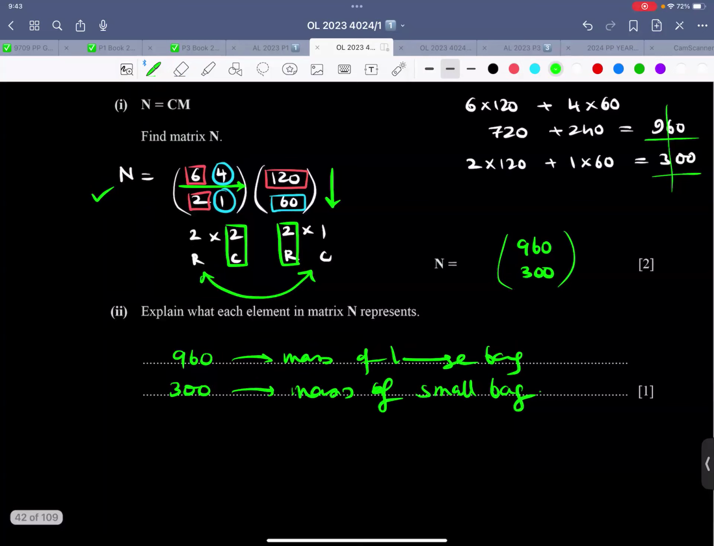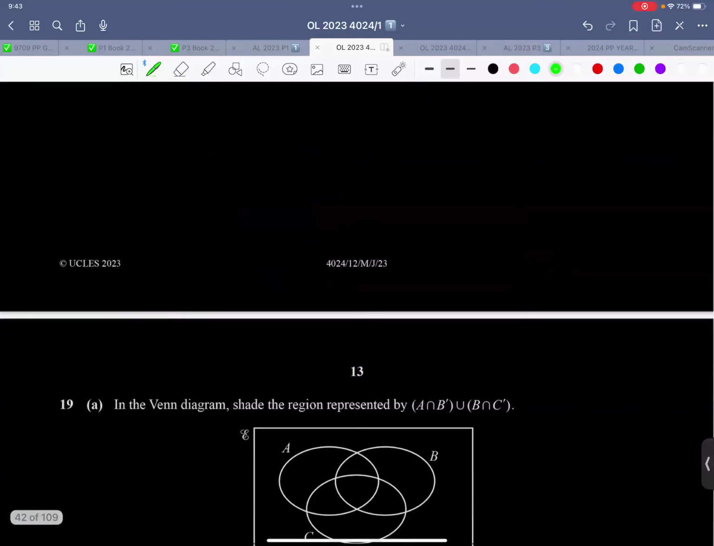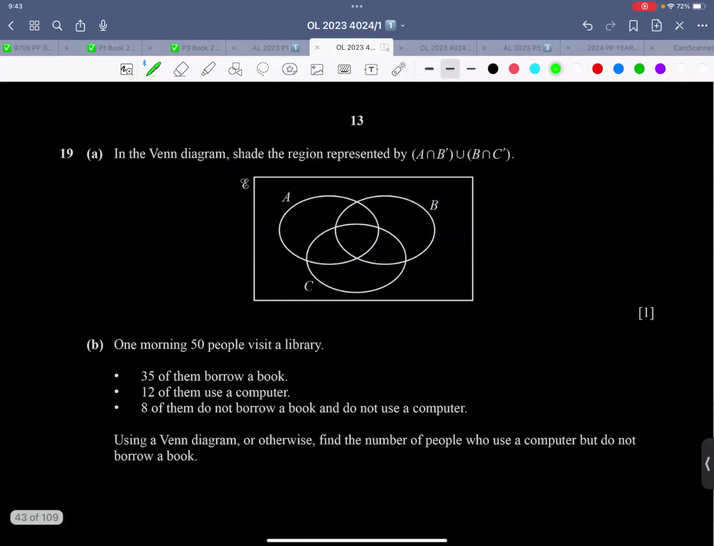So now that's how this question is done. This is question 18. Question 19. In the Venn diagram, shade the region represented by A intersection B complement. I'll shade it with red lines. Actually, red is not that visible, so let me use blue over here. And I'll shade this dark red over here.